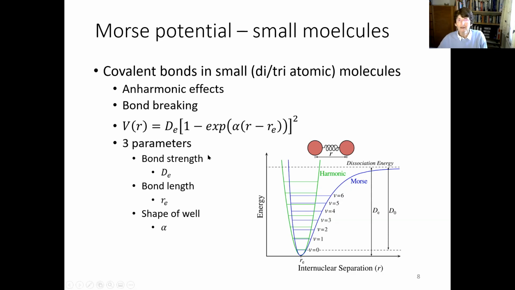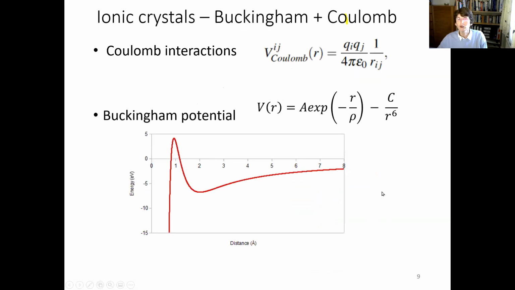So finally, for this type of two-body potential, perhaps the most important and most widely used are the potentials used for ionic crystals. And these are a combination of the Buckingham potential and the Coulomb interaction. So the main interaction between the atoms or ions in an ionic crystal is the Coulomb interaction. We always know that the Coulomb interaction can be written in this equation, so well known.